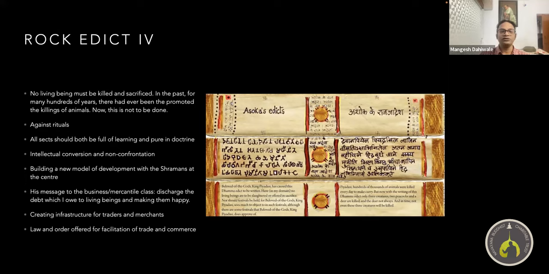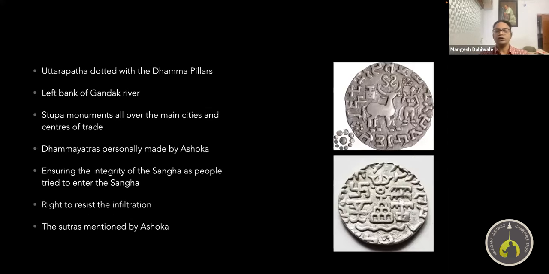So his message to the businessman was very clear: discharge the debt which I owe to living beings, making them happy. He created infrastructure for the traders and merchants, and law and order offered for facilitation of trade and commerce. Now the Uttarpath, which is now the Grand Trunk Road of today, going all the way from Bengal to Gandhara, is dotted with the Dhamma pillars.